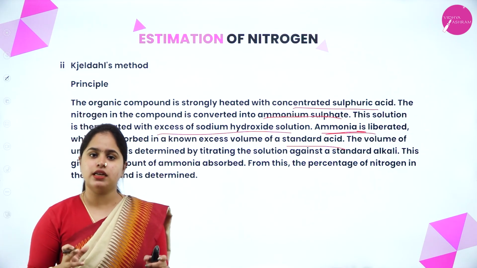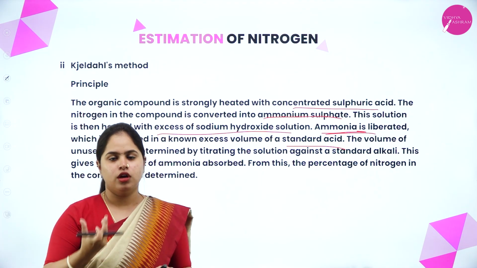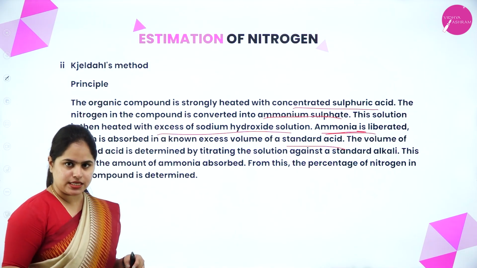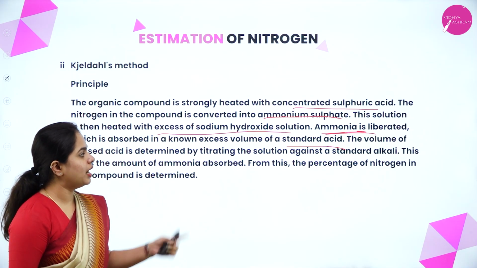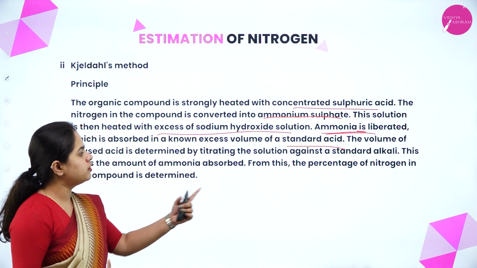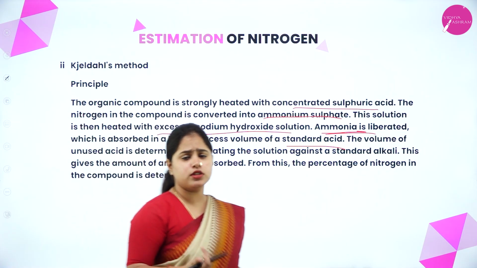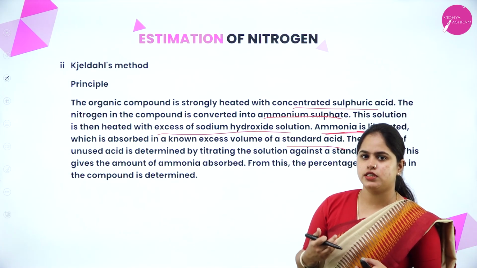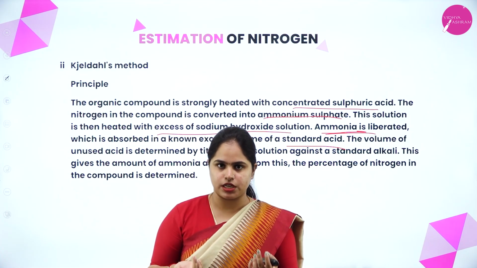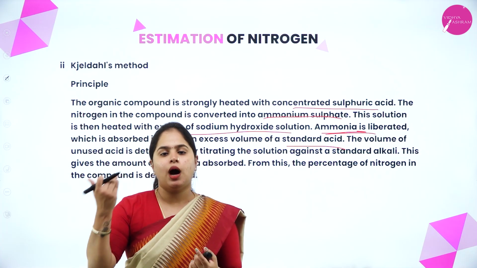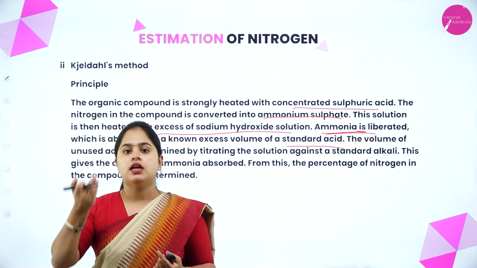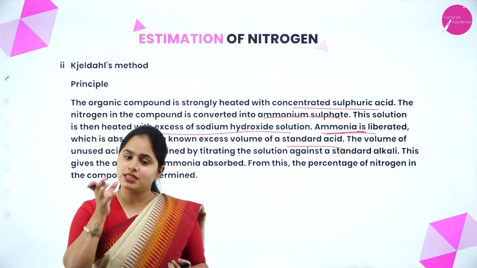Why standard acid? Standard means the molarity will be known. So, I know the concentration of this acid, right? And the volume of the unused acid is determined by titrating the solution against a standard alkali. Now, this gives the amount of ammonia absorbed, and from this the percentage of nitrogen in the compound is determined. So what does this whole thing mean? Okay, so that means our organic compound, first it is made to react with concentrated sulfuric acid. We obtain ammonium sulfate. Ammonium sulfate is further made to react with excess of sodium hydroxide. Ammonia gas is liberated.